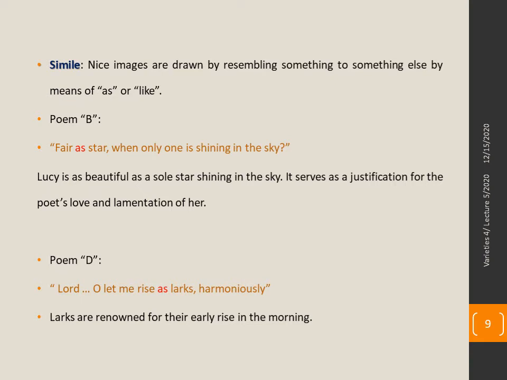Another beautiful example from poem D: "Lord, oh, let me rise as larks harmoniously." Larks are renowned for their early rise in the morning, and here the poet uses "as" to draw the analogy between him and larks.